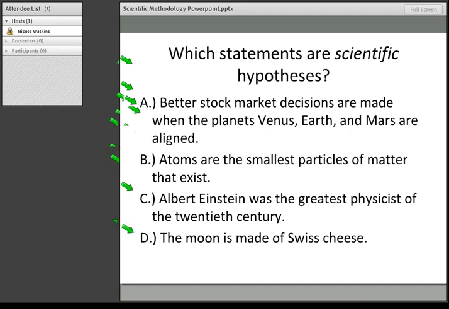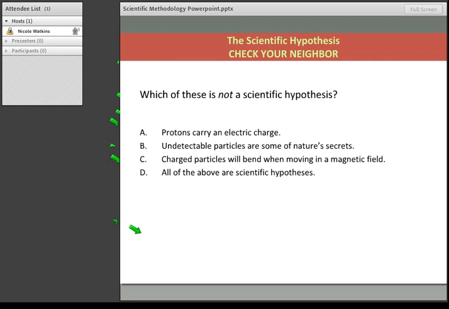A may not be considered a plausible hypothesis, but it can be tested. If you notice when the planets are aligned, Venus, Earth, and Mars, and wait for those planets to become aligned, and then you take a look at the stock market and see about decisions that are being made, you can test that hypothesis out. We already talked about B and how that is considered a scientific hypothesis. C, Albert Einstein was the greatest physicist of the 20th century. Well, that sounds like an opinion, and we cannot test that. So that would not be considered a scientific hypothesis. The moon is made of Swiss cheese. Yes, we can send someone to the moon. NASA can do that, and we can take samples of the moon, so that can be tested. So A, B, and D can be considered scientific hypotheses.